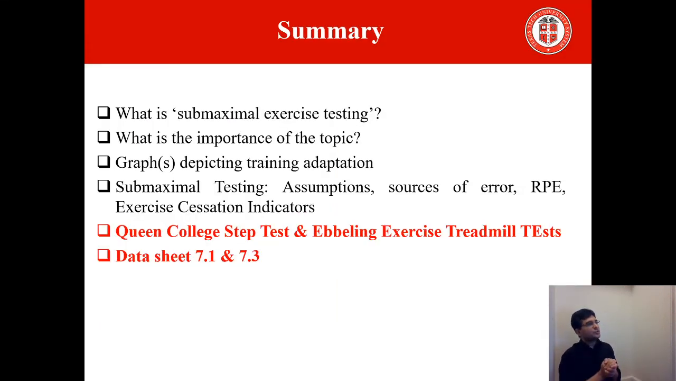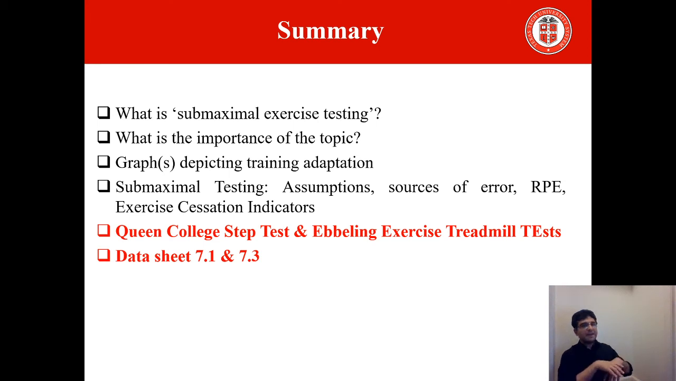That's all we have for today. Let's go on and discuss the summary. We have talked about the submaximal exercise testing, what is its definition, and how it is different from the maximal exercise testing. We have talked a bit about the importance of the topic and discussed how the cardiorespiratory fitness and the circulatory and the respiratory capacity of an individual, or health of an individual, can be determined using this test.